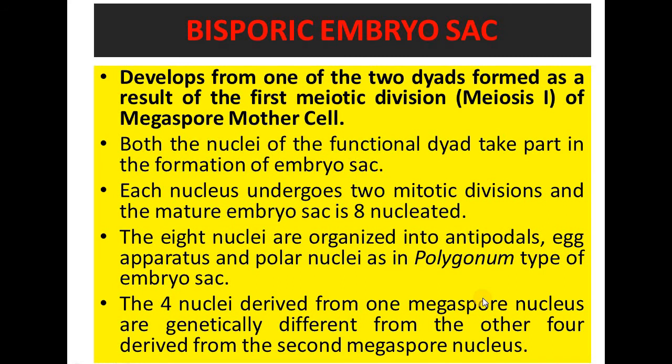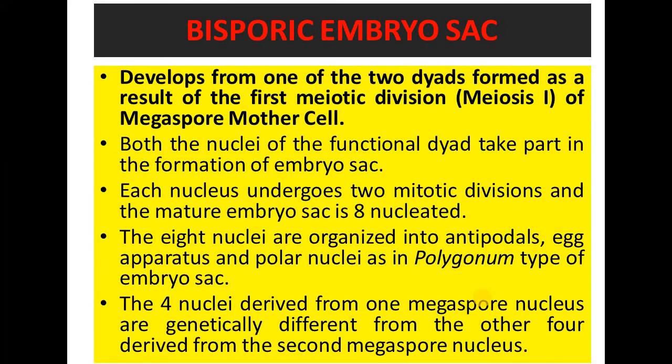Now come to the next type, that is bisporic embryo sac. In the bisporic type of embryo sac formation, why are we saying this is bisporic? Here in this case also only one megaspore will be functional. But we are saying this is bisporic because here the functional megaspore will have 2 haploid nuclei. That's why it is called bisporic type of embryo sac formation.